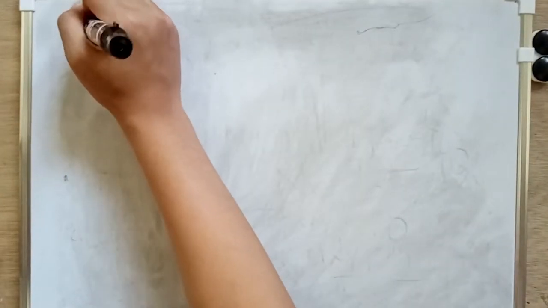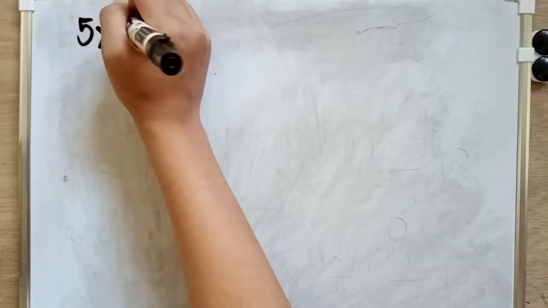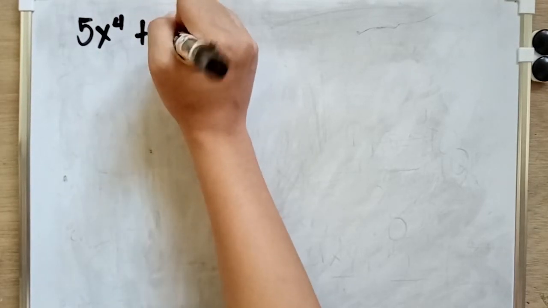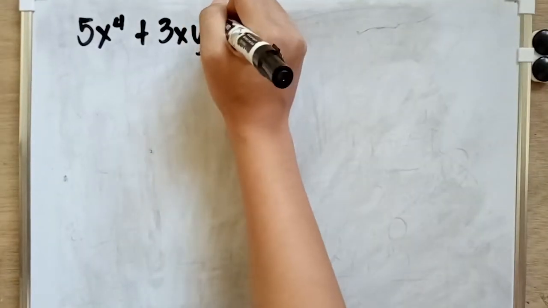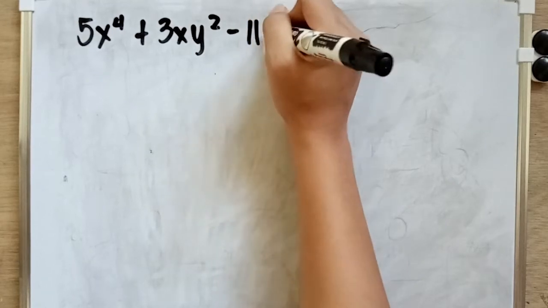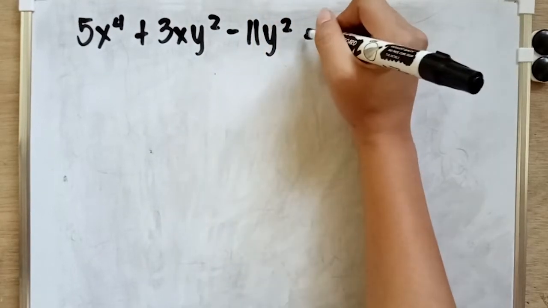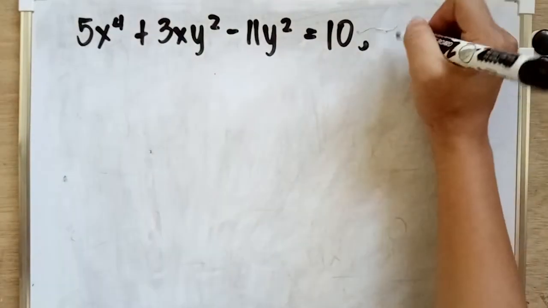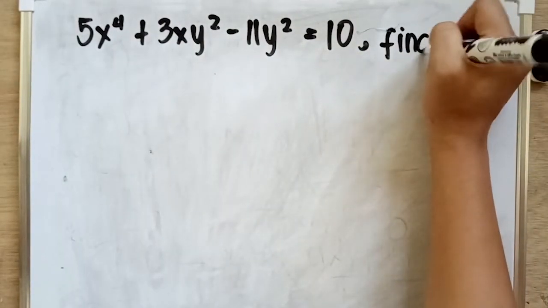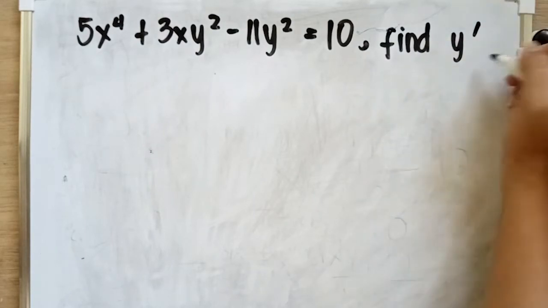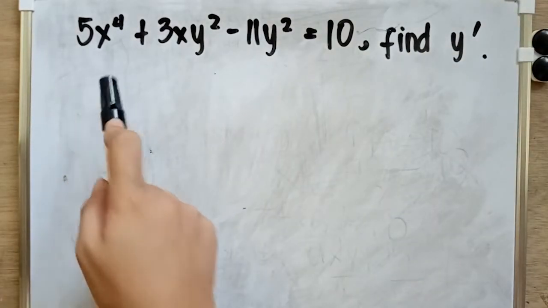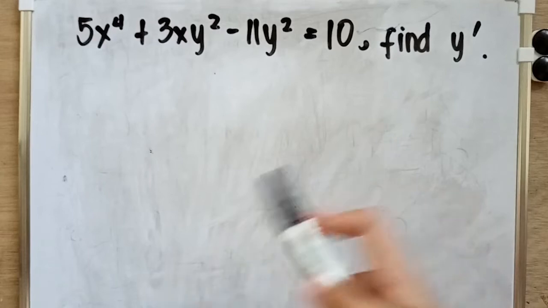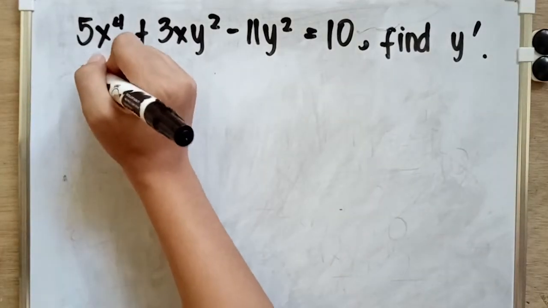Our next example is 5x to the fourth plus 3xy squared minus 11y squared equals 10. Now find y prime. First, differentiate each term, then think that the other variable is a function of x.